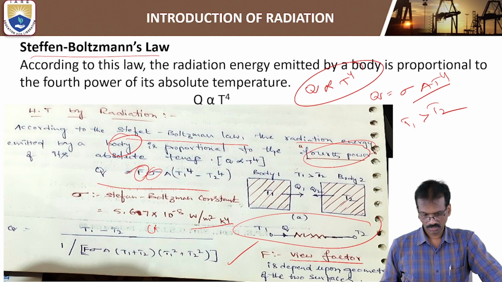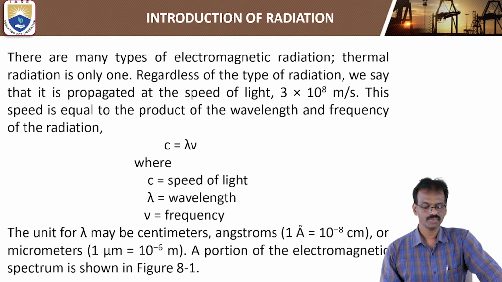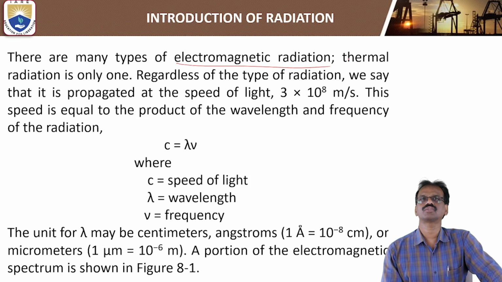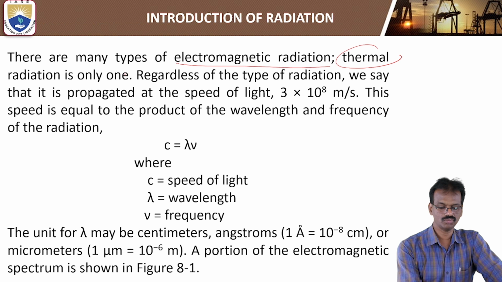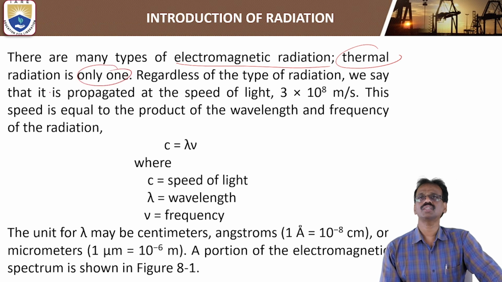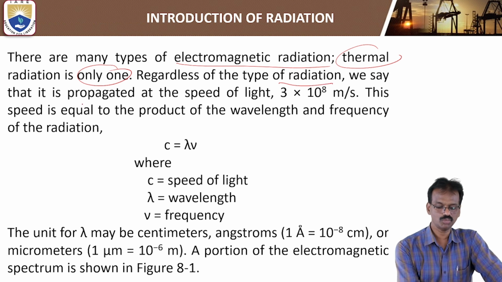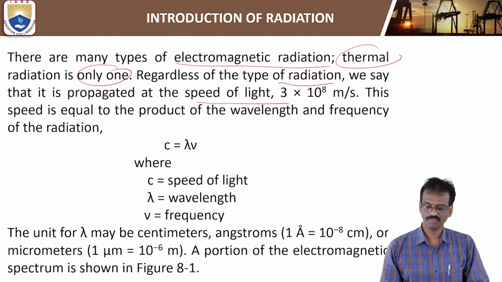Now we'll see electromagnetic phenomena. There are many types of electromagnetic radiations, in which thermal radiation is only one. Regardless of the type of radiation, it is proportional to the speed of light. We know that the speed of light is equal to 3 into 10 to the power of 8 meters per second.